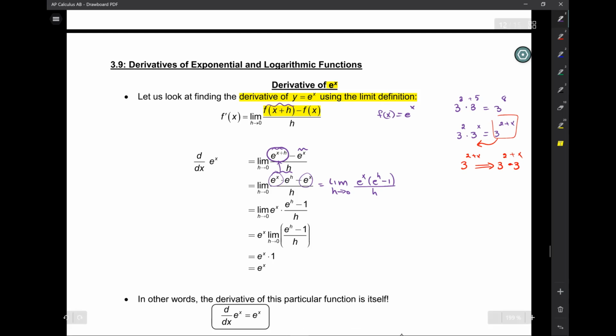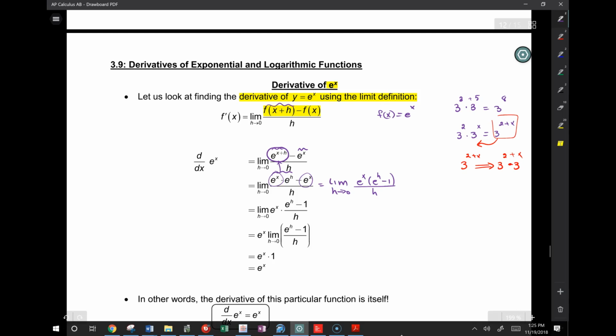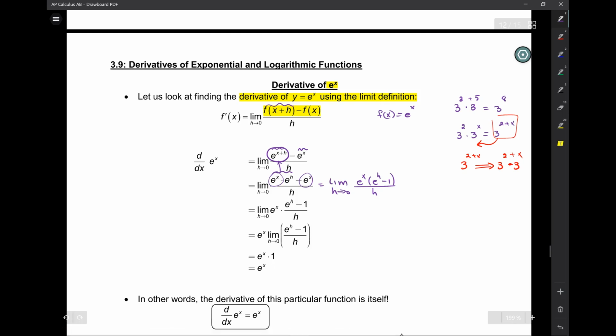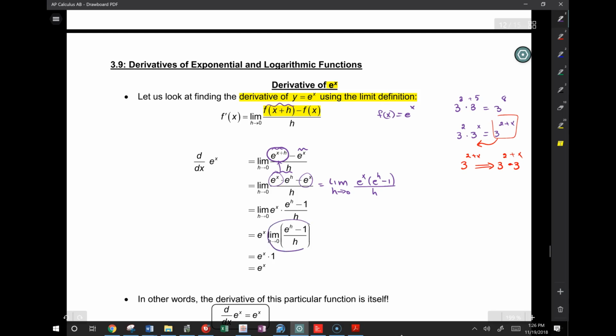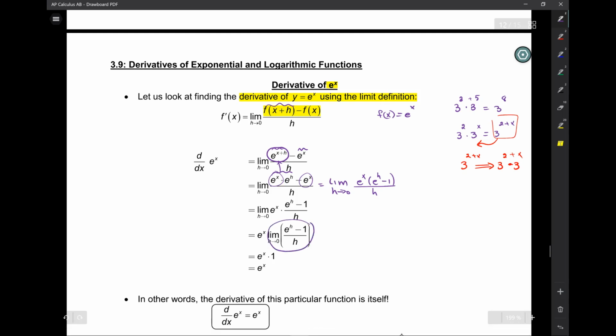Okay, now let's put in an h. h is 0, right? When h is 0, we don't put anything in here. But here when h is 0, what does that turn into? 1 minus 1? 0, right? So what happens? 0 over h. Okay. So this though, e to the h minus 1 over h, that turns into a 1. We'll talk about why later.